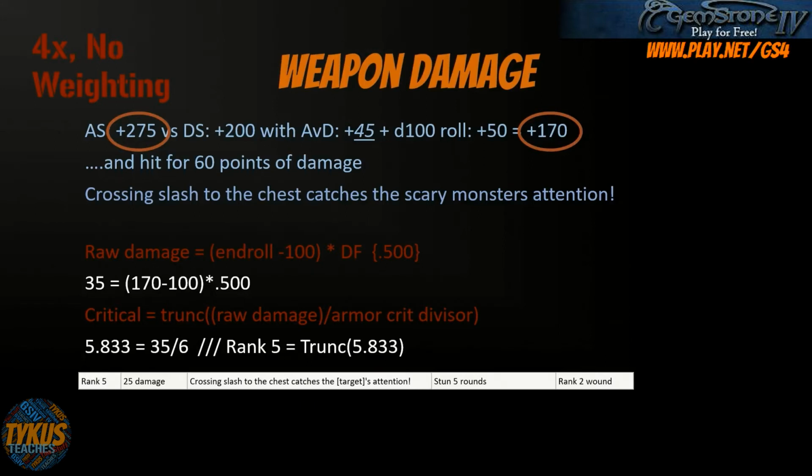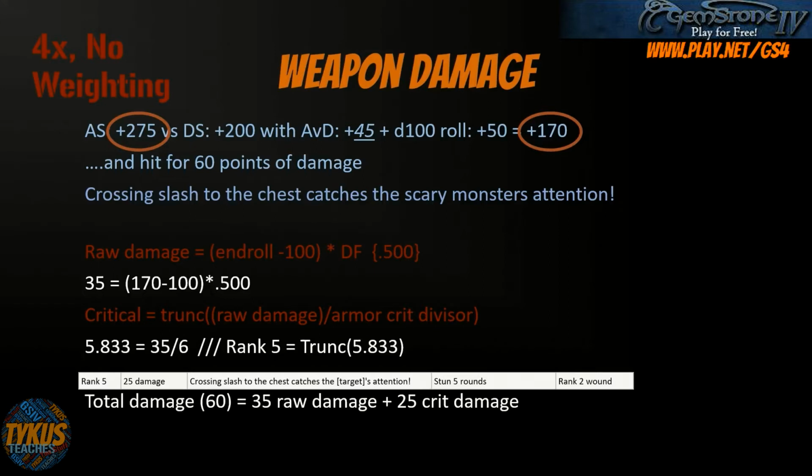We dig back into the wiki and determine that a rank 5 critical does 25 damage this time, as opposed to 20 of a rank 4, so there's 5 additional damage. This applies a 5-round stun as opposed to a 3-round stun, which is always handy, and we also maintain the same rank 2 wound. Our total damage will then end up as 60, 35 being raw damage, 25 being crit damage.